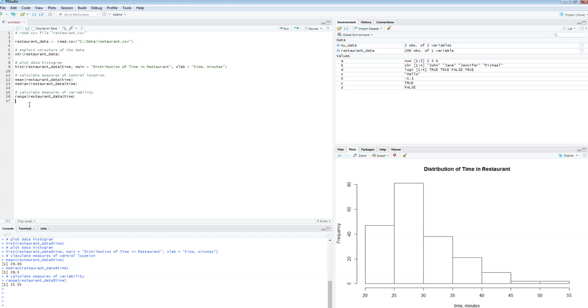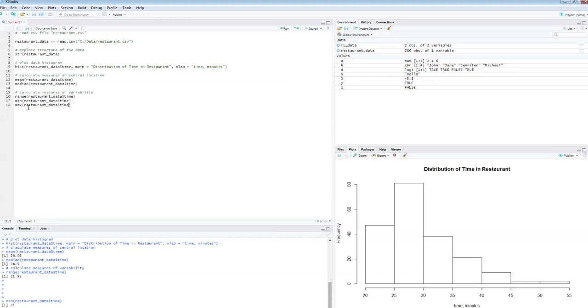Just like in Excel, I can calculate min and max. Let me show you min of, and you know what, let me just copy restaurant data dollar sign time. I'm going to use it again and again, so I'm going to copy that into the clipboard and paste it whenever I need it. So the minimum of the data can be calculated using the min function. There it is, 21.